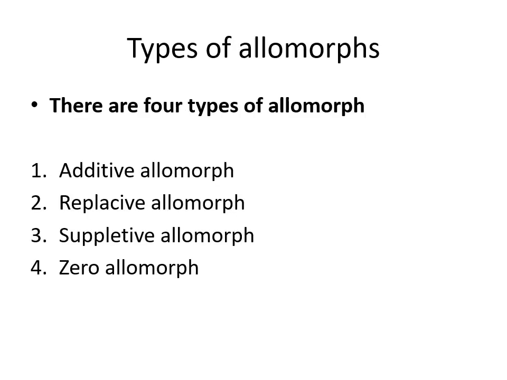Next, we move towards the types of allomorphs. There are four types of allomorph: additive allomorph, replacive allomorph, suppletive allomorph, and zero allomorph. Additive allomorph means we add something, we add some morphs to make it plural or to make past, like we put da, ta, or id, like trust, trusted, or build, built.